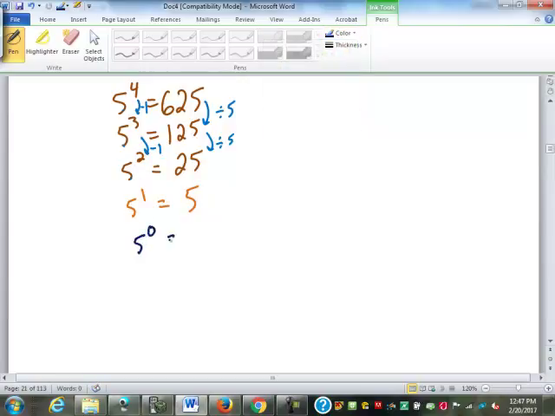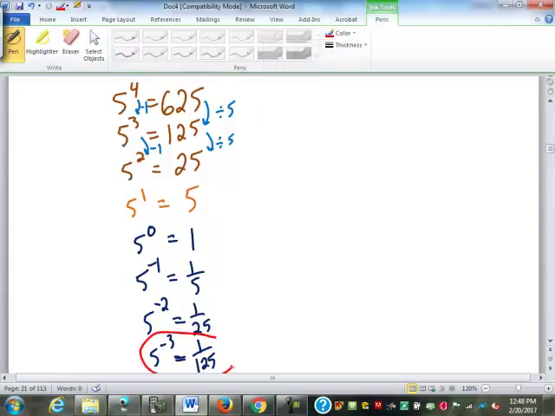So then what is 5 to the 0? 5 divided by 5 would be 1. It has to be 1. A lot of people want to say 0 for that. Anything to the power of 0 is 1. If I go 5 to the negative 1, well, I divide by 5 again, that's 1/5. 5 to the negative 2, well, dividing by 5 again, 1/5 divided by 5 is 1/25. 5 to the negative 3, 1/25 divided by 5 is 1/125. And so on.